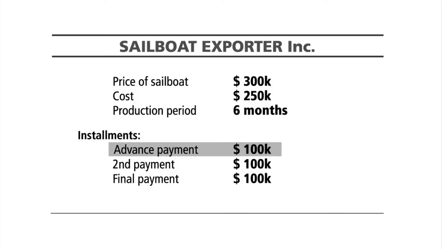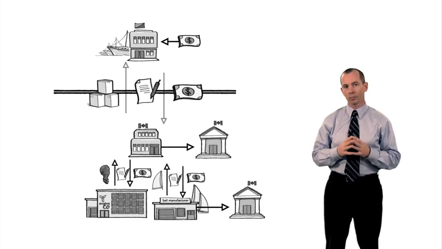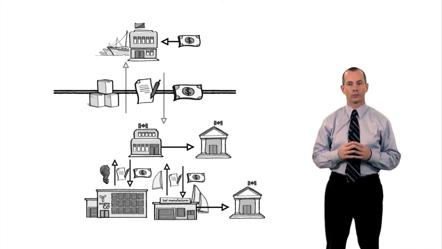The buyer is willing to provide this advance only if the exporter can guarantee the buyer a reimbursement of the advance if the buyer is not satisfied with the sailboat. In other words, if the terms of the contract are not respected, the buyer wants the advance returned. The buyer needs a guarantee that the exporter will perform as expected. The form of guarantee that the buyer is looking for is quite specific.